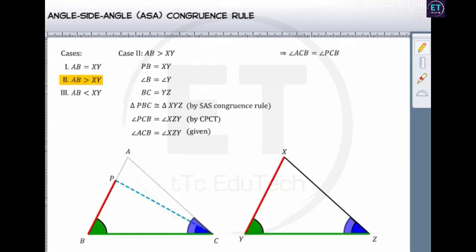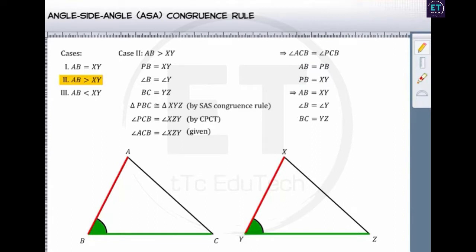This is possible only if P coincides with A. So AB is equal to PB. But we have assumed that PB is equal to XY. This implies that AB is equal to XY. Also, angle B is equal to angle Y, and BC is equal to YZ. Therefore, by the SAS Congruence Rule, triangle ABC is congruent to triangle XYZ.